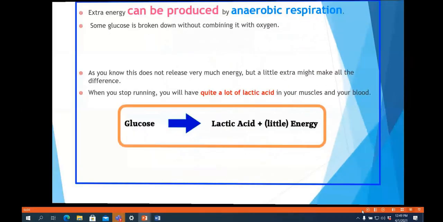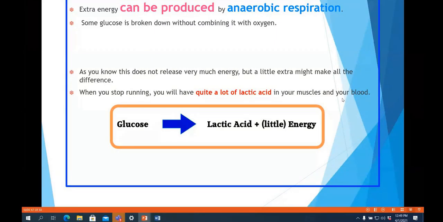Did she leave? Alright. So as you know, this does not release very much energy. The amount of energy released during anaerobic respiration is very much less compared to aerobic respiration, isn't it? But a little extra might make all the difference. What you need when you're running is energy, though it is little. When you stop running, you will have quite a lot of lactic acid in your muscles and your blood. The lactic acid produced by anaerobic respiration immediately needs to be removed from your body. Otherwise, it could be fatal.